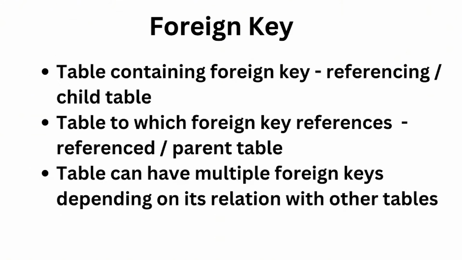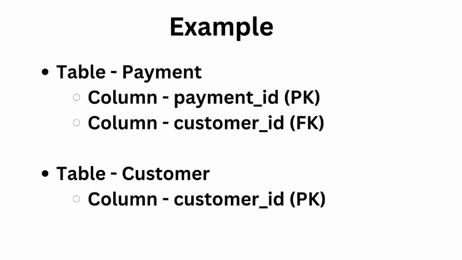The table that contains the foreign key is called the referencing table or child table. The table to which the foreign key references is called the reference table or parent table. A table can have multiple foreign keys depending on its relationships with other tables.